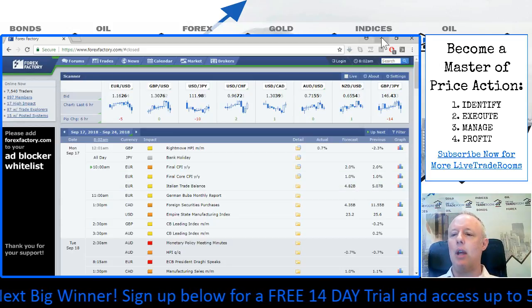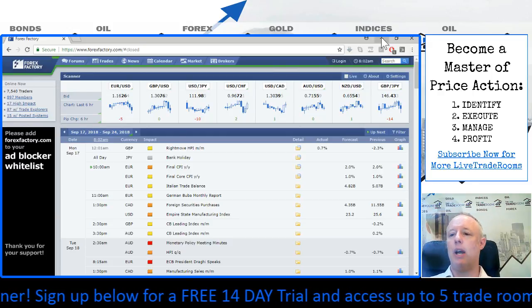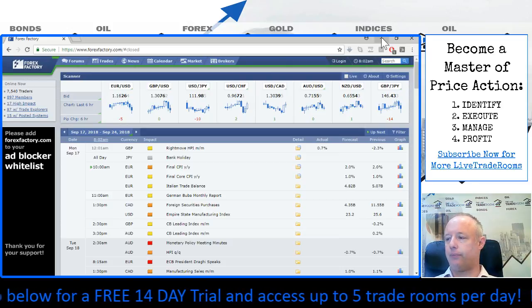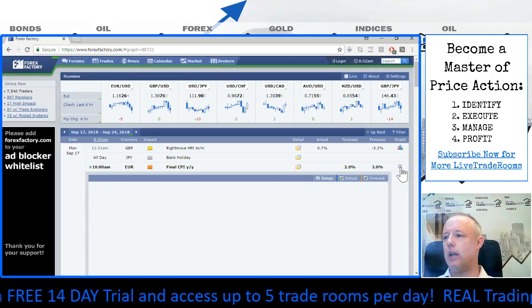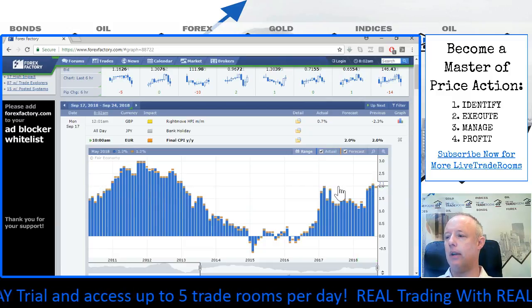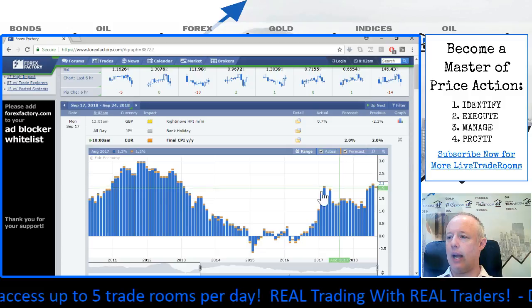So as far as the session is concerned, at 10 a.m. we do have final CPI figures for the Eurozone. And it's a year-on-year figure, and you can see where this 2% estimated figure comes in.